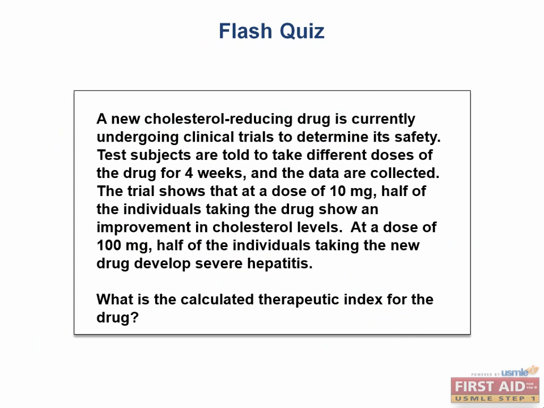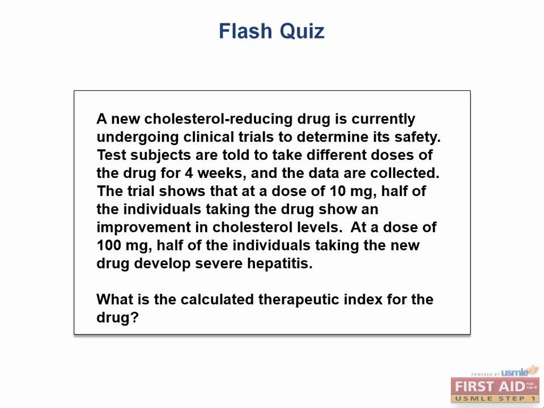So let's now test our knowledge with a flash quiz. A new cholesterol-reducing drug is currently undergoing clinical trials to determine its safety. Test subjects are told to take different doses of the drug for 4 weeks, and then the data will be collected. The trial shows that at a dose of 10 milligrams, half of the individuals taking the drug show an improvement in cholesterol levels. At a dose of 100 milligrams, half of the individuals taking the new drug develop some severe hepatitis. Now, what is the calculated therapeutic index for this drug?